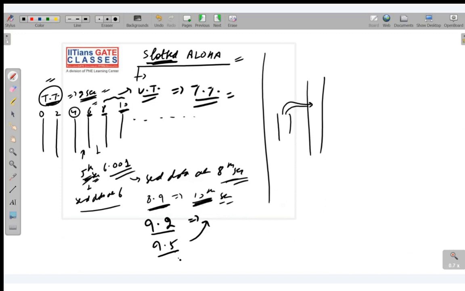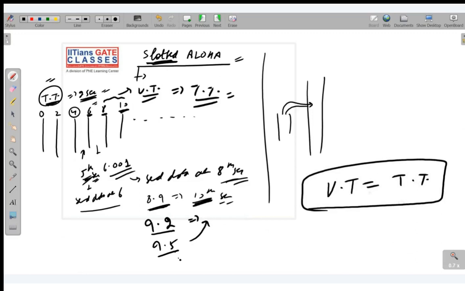Next point. Vulnerable time for slotted ALOHA is transmission time. Write like this: vulnerable time is equal to TT. Vulnerable time for slotted ALOHA is transmission time, and it is exactly half of pure ALOHA. Write it down. I think everybody has got the reason, so I'm not explaining it. You have got the point.